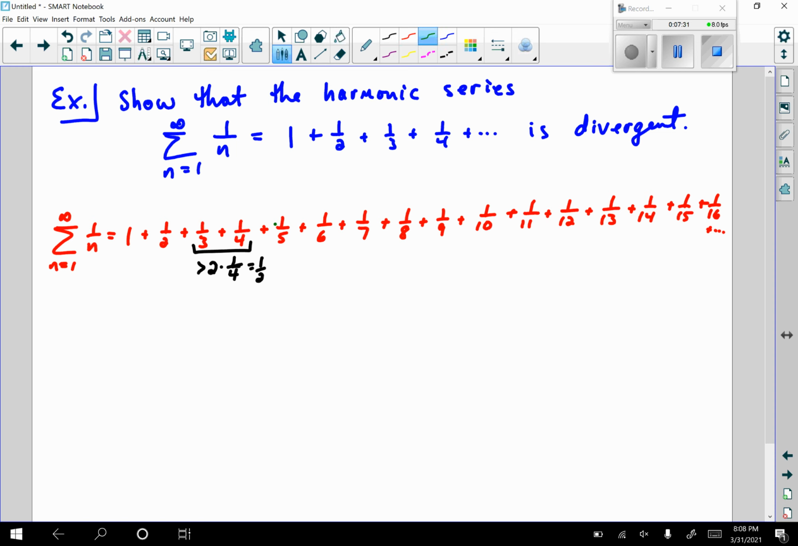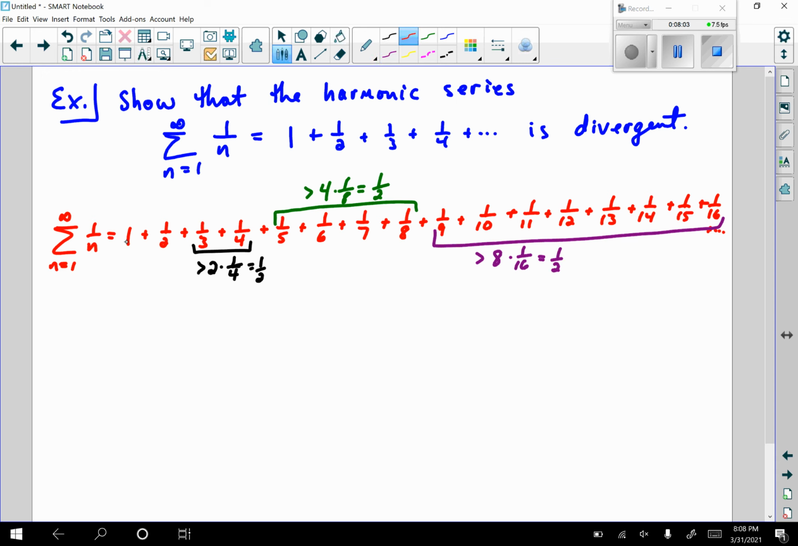Then I'm going to take a look at 1/5 all the way up to 1/8. This sum is going to be greater than, because 1/5, 1/6, and 1/7 are all greater than 1/8, the sum of these four fractions is going to be greater than 4 times 1/8, which is also 1/2. Then if I added the rest of these together, 1/9 all the way to 1/16, 1/9 through 1/15 is greater than 1/16. I should have 8 of these. So this is going to be greater than 8 times 1/16, which is 1/2.